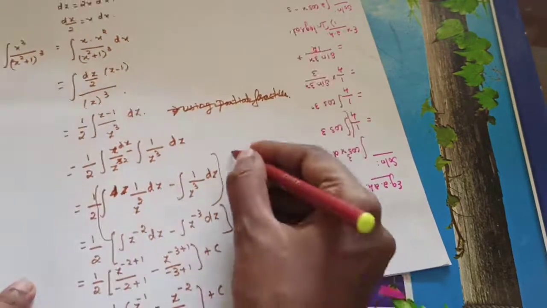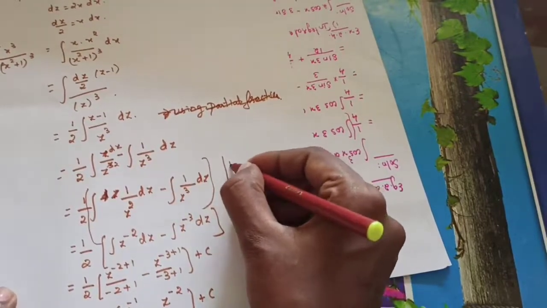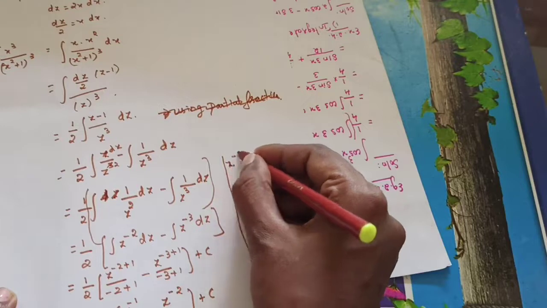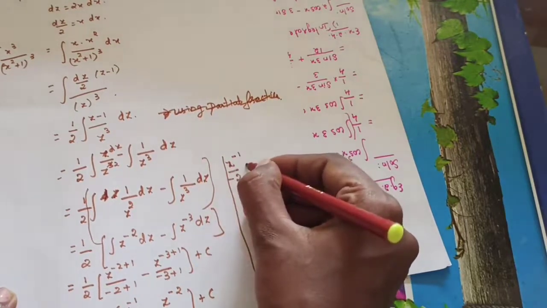Okay, so now you can multiply with that 1 by 2 here. I'm writing here. So 1 by 2 into z power minus 1 divided by minus 2 minus into minus, again here will be plus.